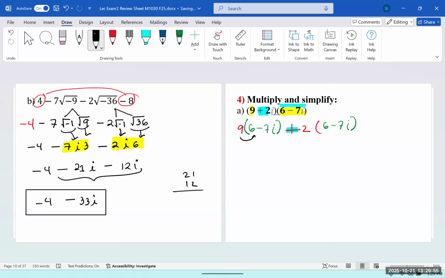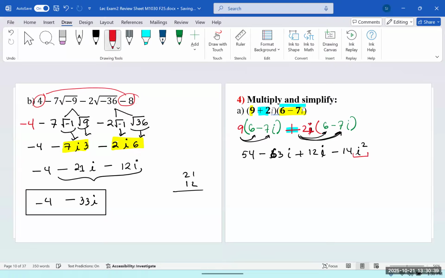9 times 6, 54. 9 times 7i, 63i. And then the next one, 6 times 2, 12. And then 2 times negative 7i. Sorry, this is 2i. Man, I was thinking we're supposed to have an i square. How come I didn't have an i square? So 2 times 6i, 6 times 2i is 12i. And 2i times 7i, 14i square.